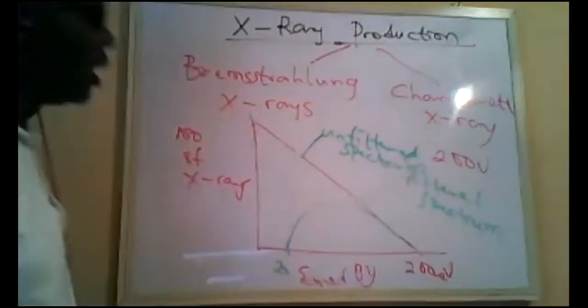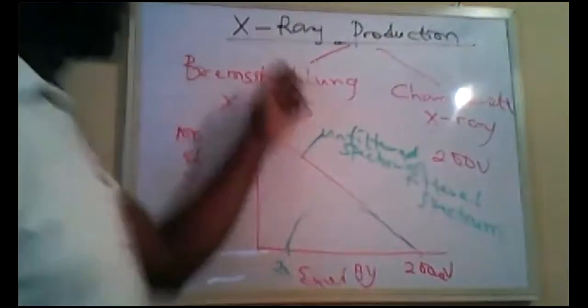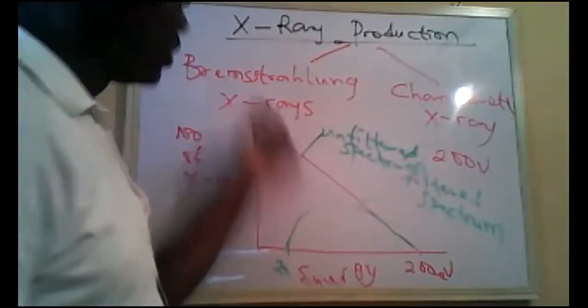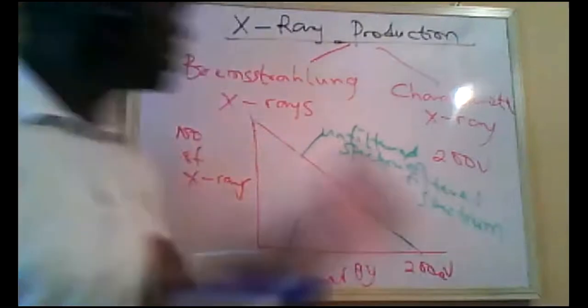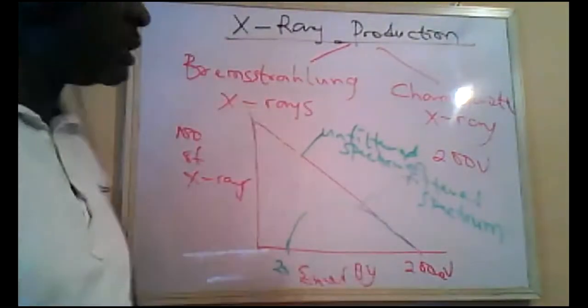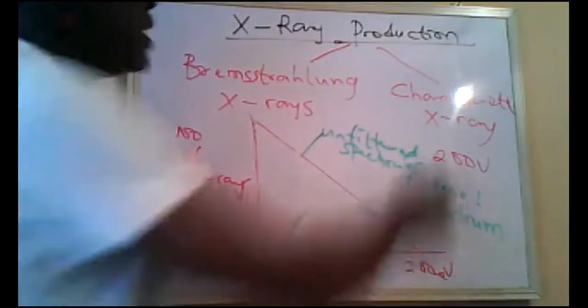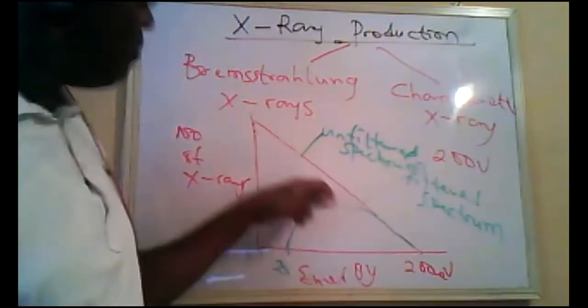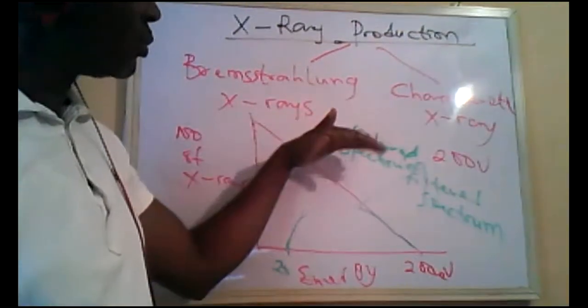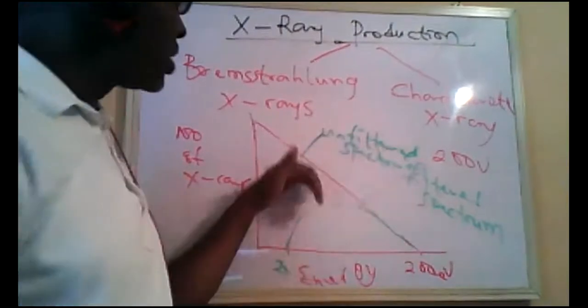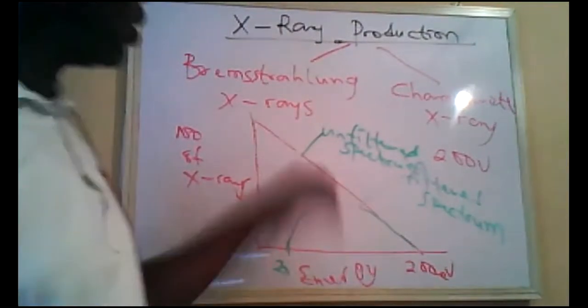The filtered spectrum. So this is all there is, because at this level, this is all we need to know about the Bremsstrahlung X-ray. Then the characteristic X-ray is embedded on this.